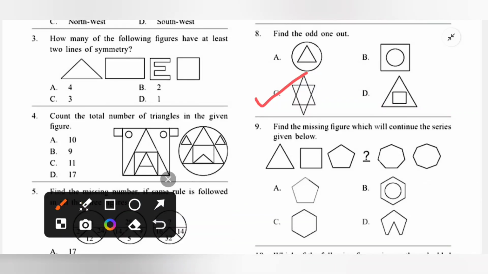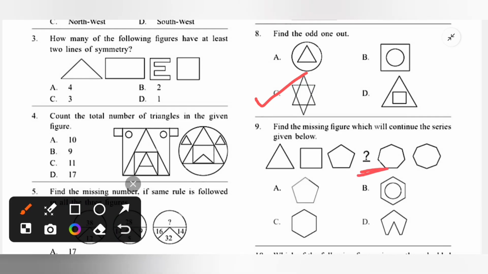9th one, find the missing figure which will continue the series given below. Okay. So the first figure is made by using 3 lines, and then the second one 4 lines, and then the third one 5 lines. So the missing figure will have 6 lines. So option C is the correct answer. Okay. 1, 2, 3, 4, 5, 6. Okay. So option C.